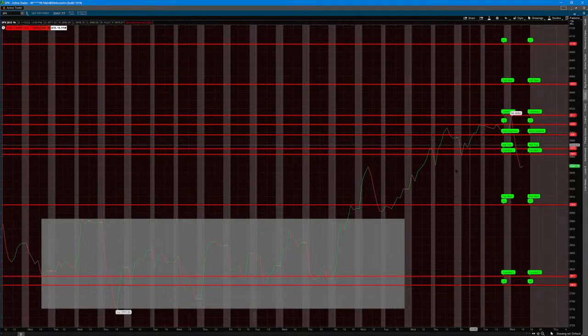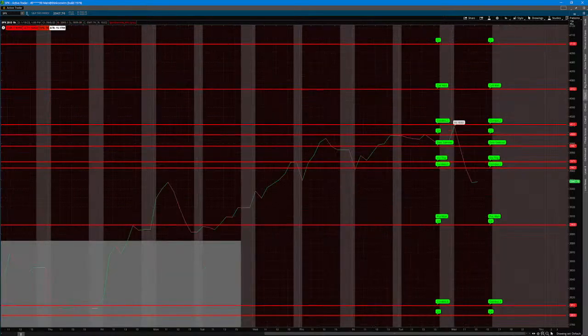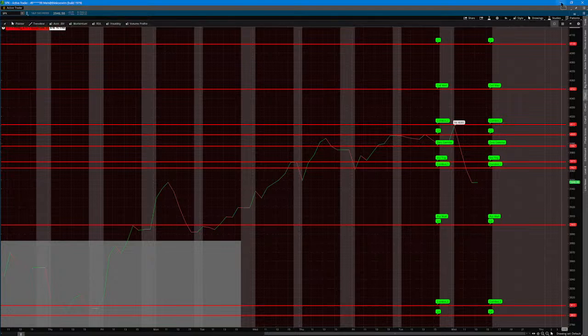So that's the big picture. And that's where the SPX is right now. And let's zoom in. Let's take a little bit closer look.